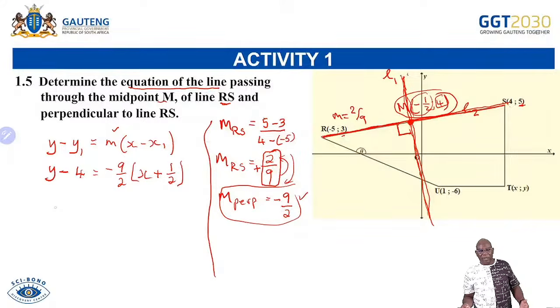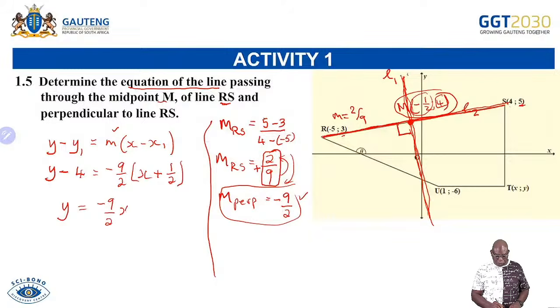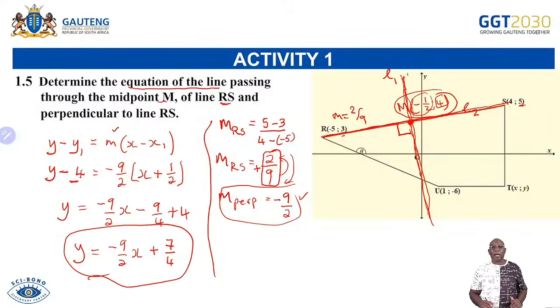They didn't even say we must write it in the form y equals mx plus c, but I know the standard form there. The standard form will be y equals mx plus c. 9/2x minus 9/4 plus 4. Where did I get the plus 4? It's a -4 transposed. So my final answer will be y equals -9/2x. And then that should be plus 16, so there will be 7/4. That is now the equation of the straight line.